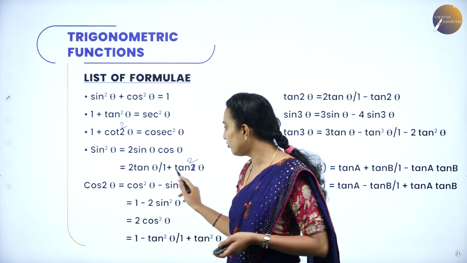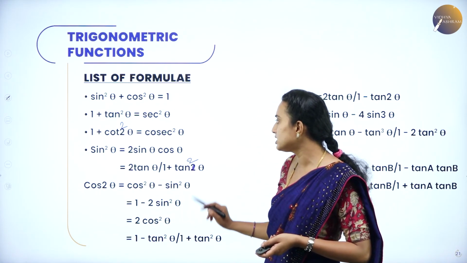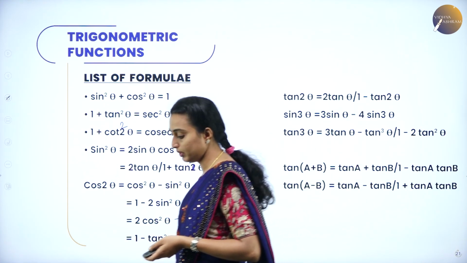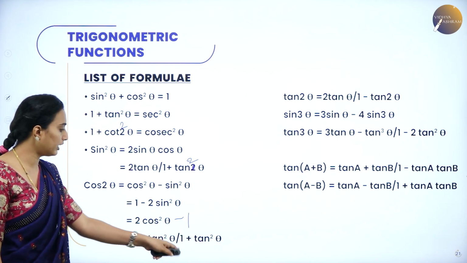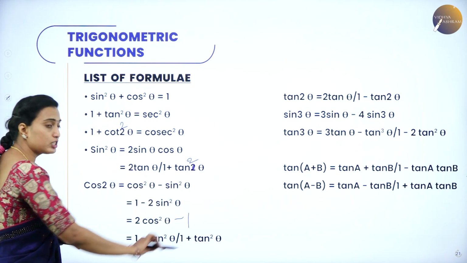And cos 2 theta in the 4 forms. Cos squared theta minus sin squared theta. 1 minus 2 sin squared theta. 2 cos squared theta minus 1. Be careful in this: 2 cos squared theta minus 1. This is 1 minus tan squared theta divided by 1 plus tan squared theta. Cos 2 theta can be written as all these 4 forms.